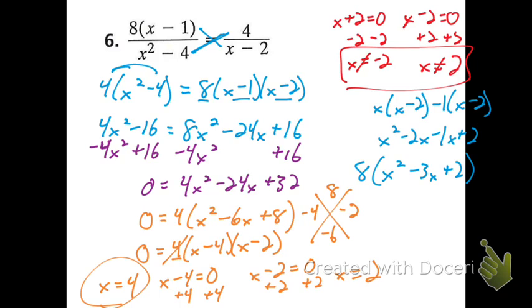So I'm going to circle this one, put a star next to it, because that's got to be 1, but x cannot equal 2. So crossing that one out. Our only solution is x equals 4.